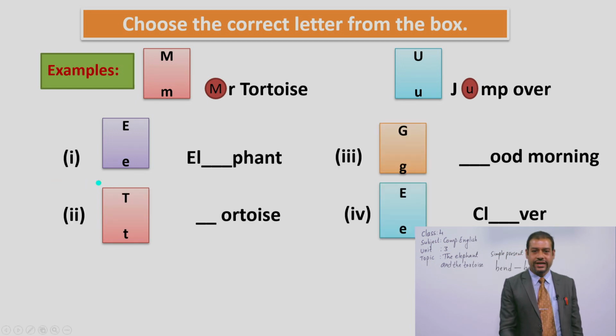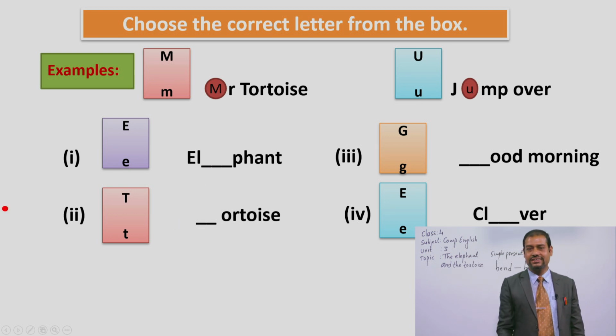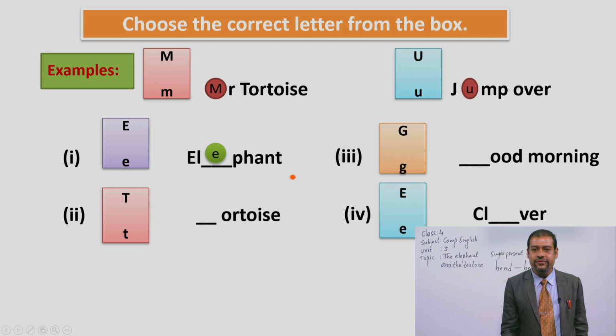Dear students, look at number 1. Here is capital letter E and here is small letter e. Here is E-L-P-H-A-N-T. Now in the blank, what do you write? Capital E or small letter e? Now please write it down and check your answer with me. Yes, you are right. It is small letter e. Elephant, elephant. Please read out the spelling again. Elephant, elephant. Very good.